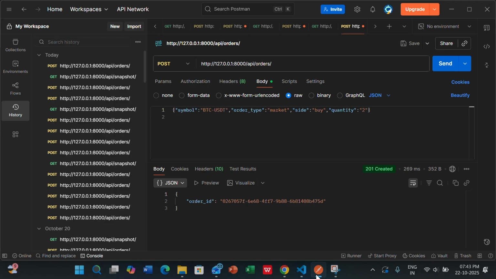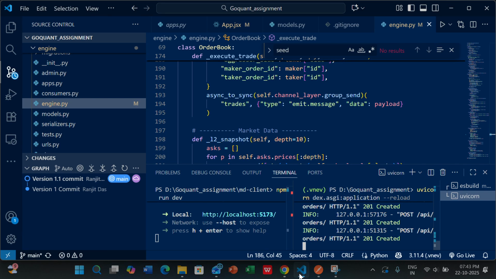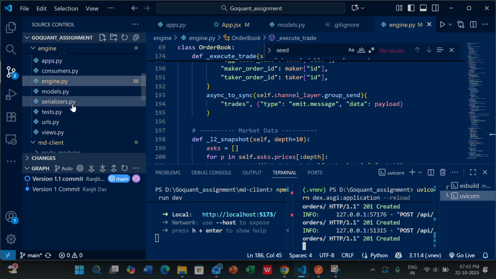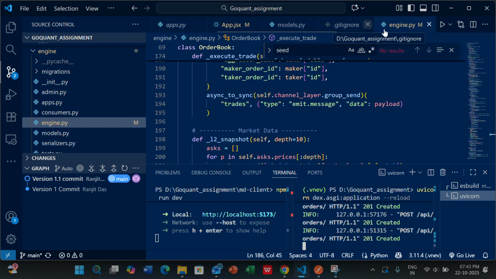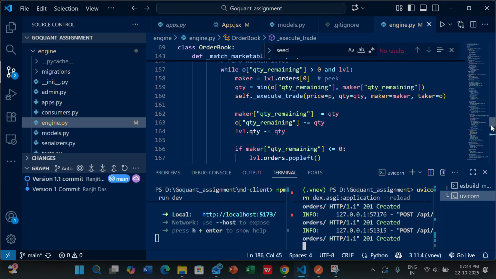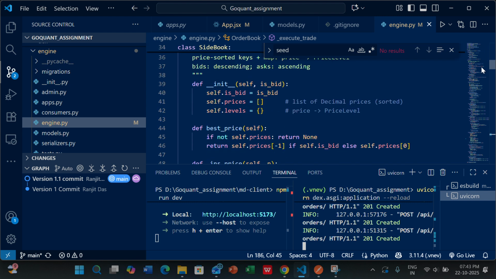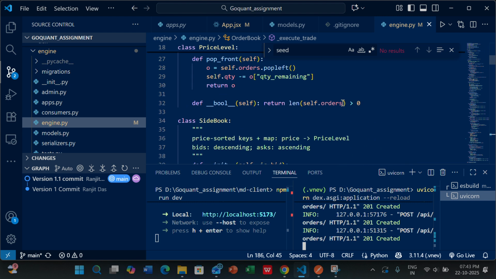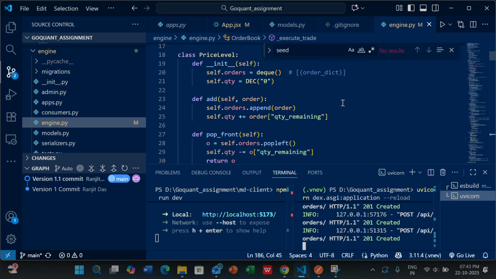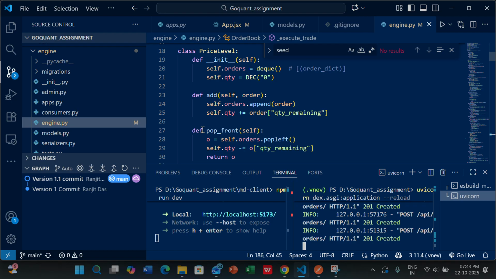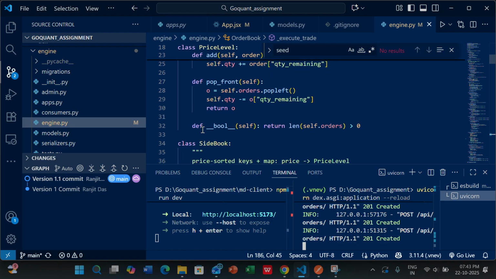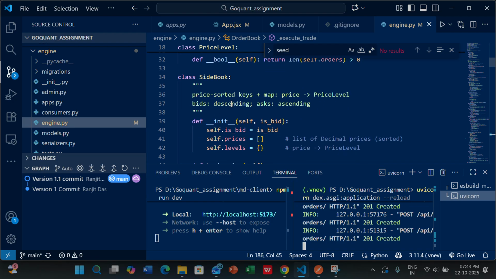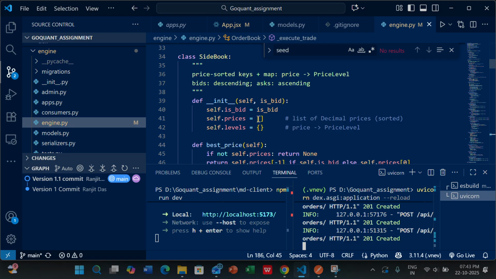So for the code, my code logic is here. In my engines.py, I will show you. So there is a price level which will show you the best price that is present in the market, and there is also a side book. So there are prices and levels.